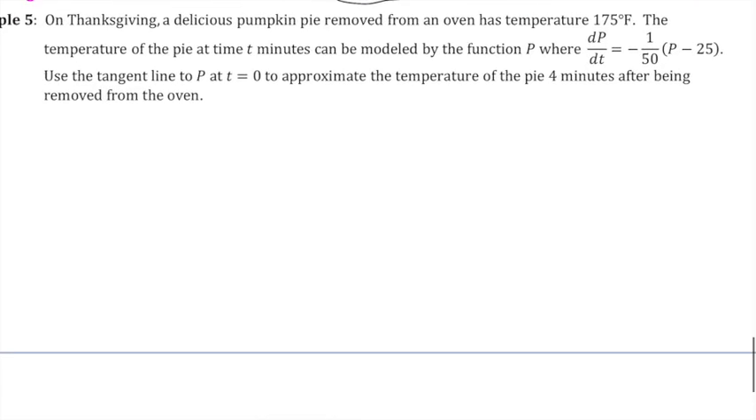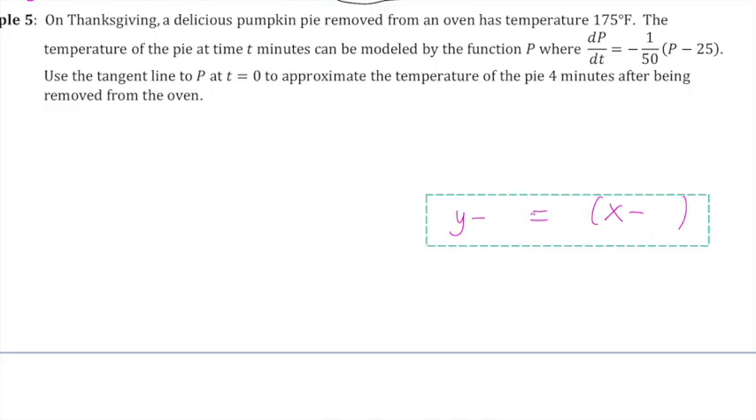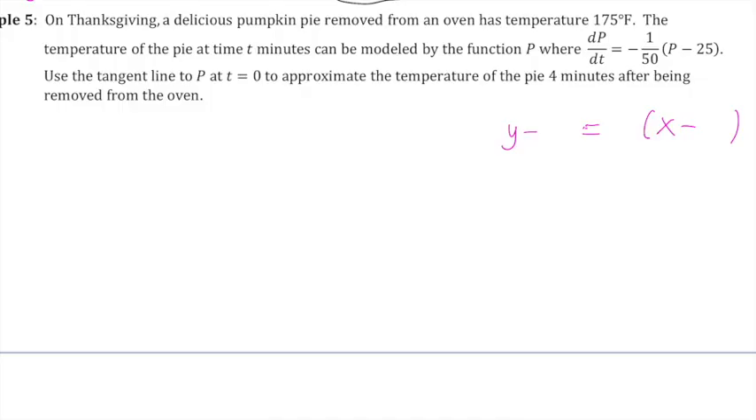So notice that this function is the change in temperature of the pie given time. It only has a variable with p. So we do need this line to approximate because we don't actually know what the other variable is. We only have the temperature, right? So we do have to use this tangent line to approximate. So this one is slightly tricky because it's not giving you any information directly.